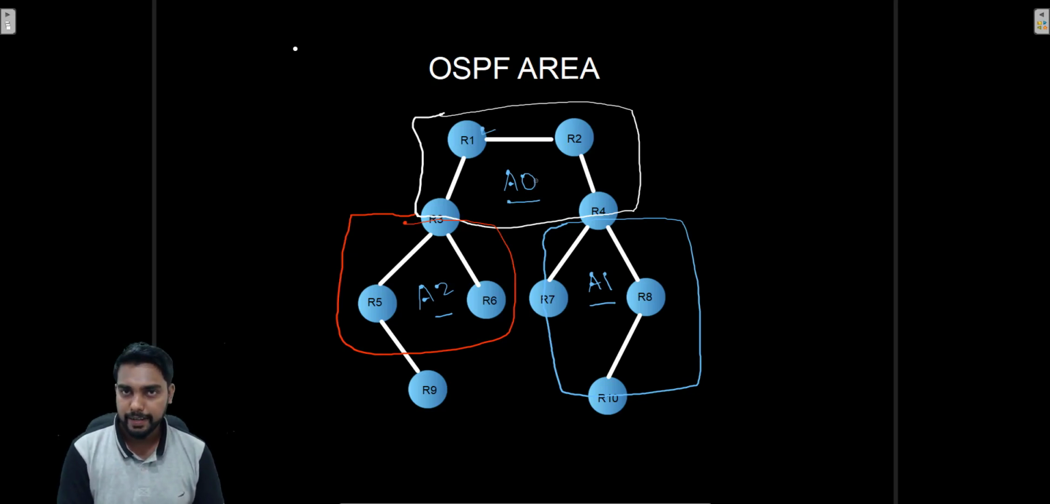Now, the moment I have areas, what will happen is the routers in this area will only know about the network of its own area, and thus the SPF calculation will only run within this specific area. So router number 1 will have the LSDB of routers 1, 2, 3 and 4. So it will have a view of this area, or the routers in area number 0. Now, if you compare this LSDB with the LSDB which was available before areas, obviously this LSDB is smaller.